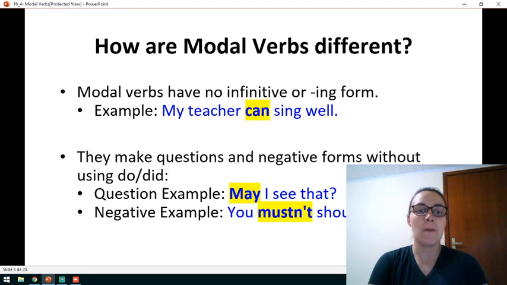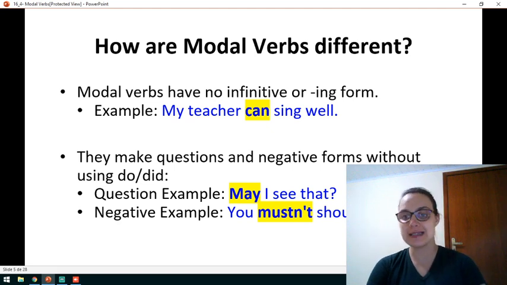All right, so modal verbs have no infinitive like we just saw in the previous example, or ing form. For example, my teacher can sing very well. We don't say my teacher can singing very well. So after the modal verb, we don't use verb with ing, just the verb in the base.